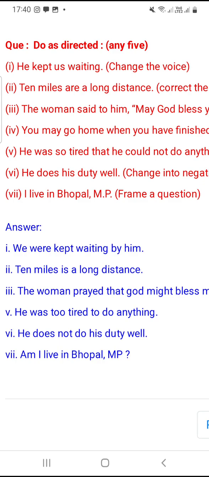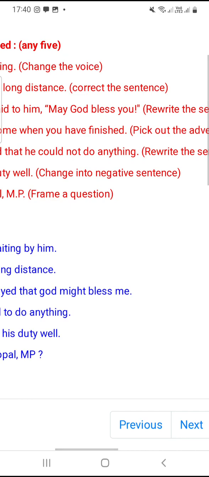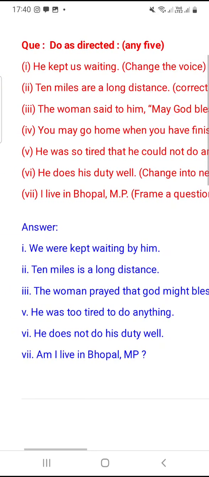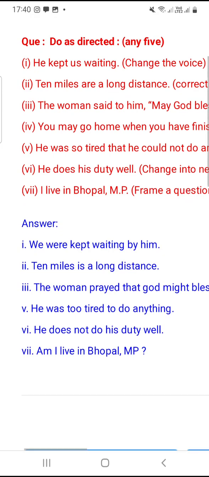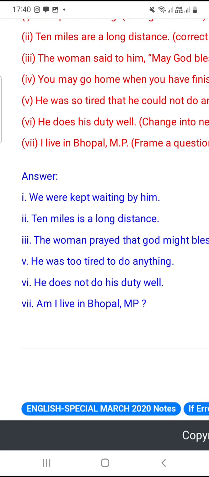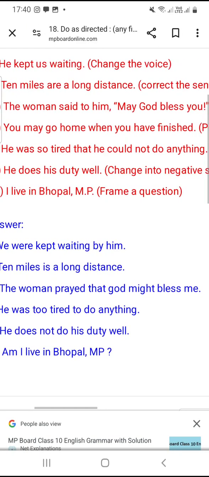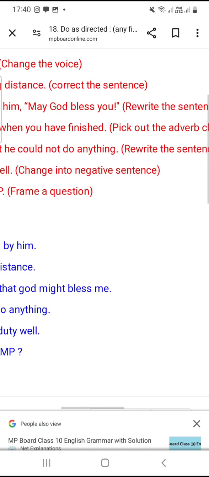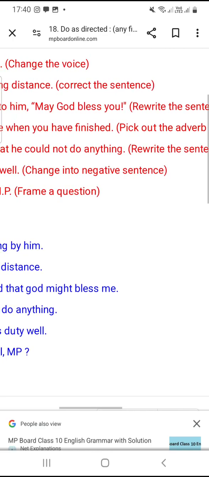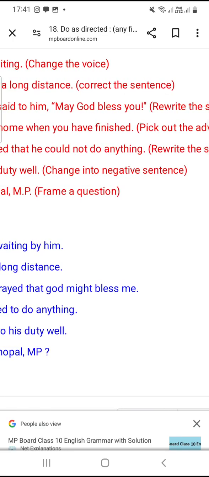Now next: "You may go home when you have finished," right? So adverb clause. I have taken adverb clause for you, but before proceeding I would like to tell you that here you just have to notice that the fourth answer is not given. They have just jumped into the fifth one. So that's the fourth I'm telling you: you may go home when you have finished. Pick out the adverb clause. So the adverb clause is "when you have finished."